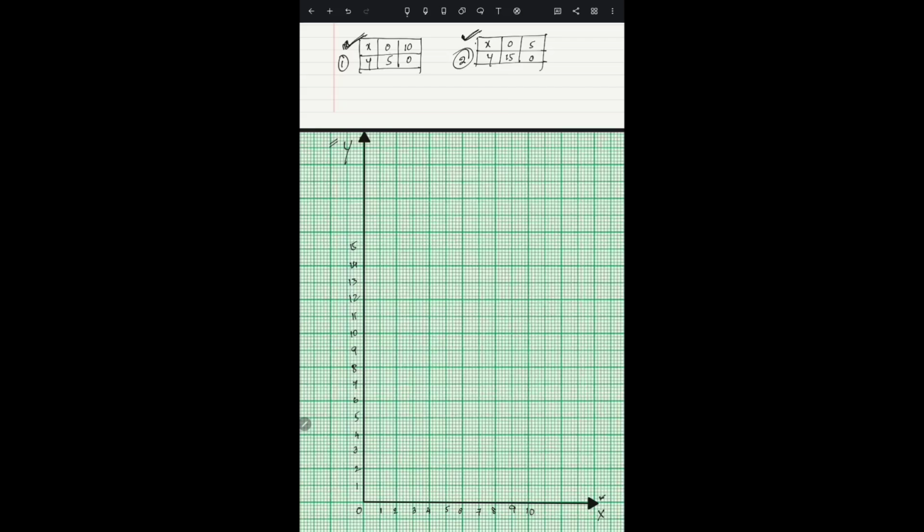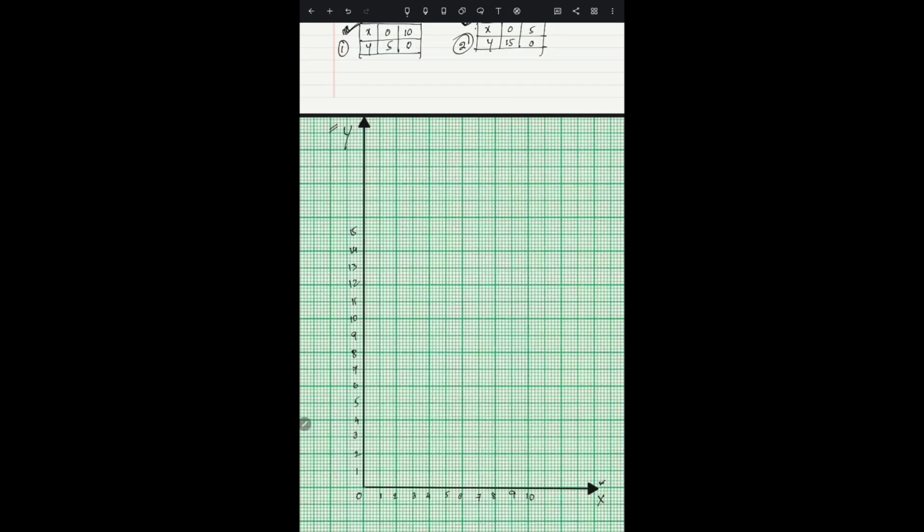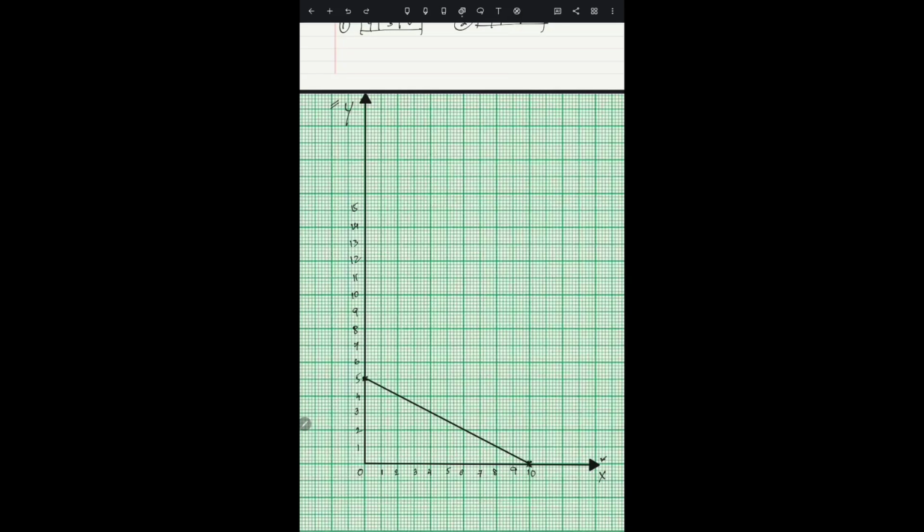So first, plot the first constraint table. We are having the coordinates as 0, 5 and 10, 0. So we will be plotting first 0, 5: 0 on the x-axis and 5 on the y-axis. So we are having a point here, and the next point is 10, 0. So 10, 0 will be on the x-axis, this one. Now draw the line by joining these two points. So this is the graph of a line. We are having x plus 2y is less than or equal to 10.